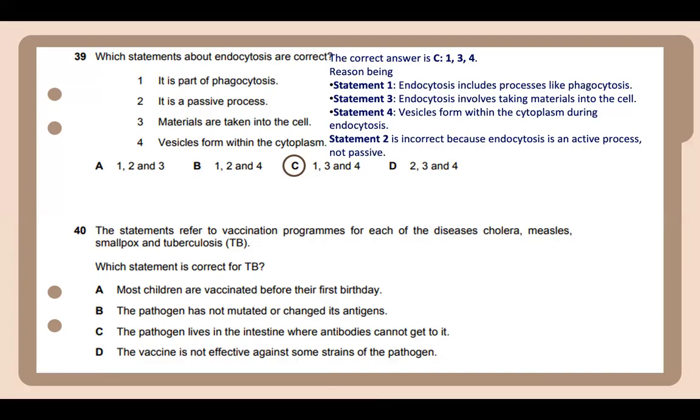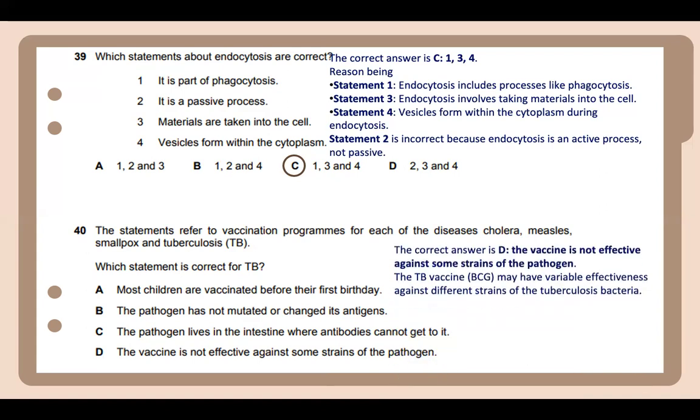And the statement referred to vaccination programs for each of the diseases: cholera, measles, smallpox, and tuberculosis. Which statement is correct for TB? The correct answer is the vaccine is not effective against some strains of the pathogen, because the TB vaccines may have variable effectiveness against different strains of tuberculosis bacteria.